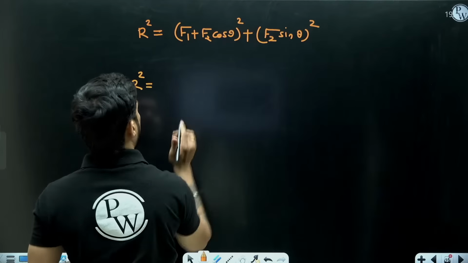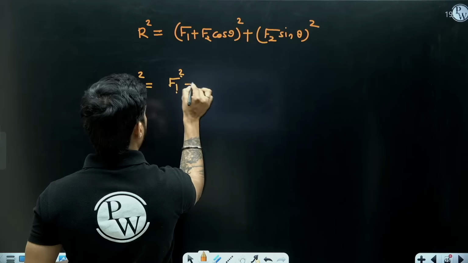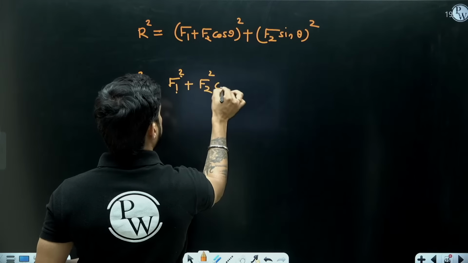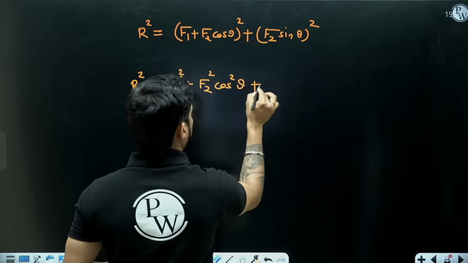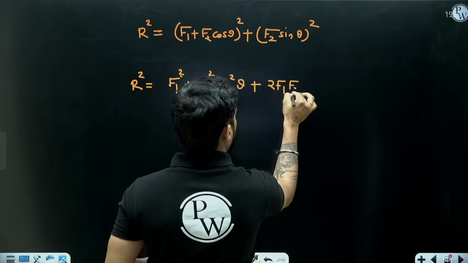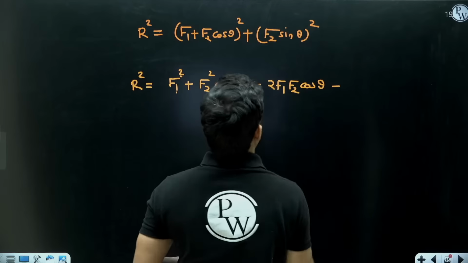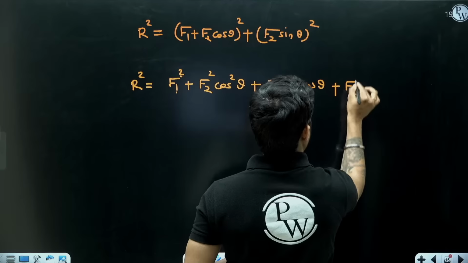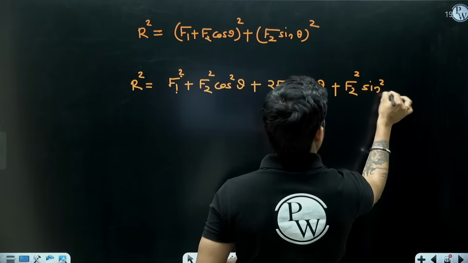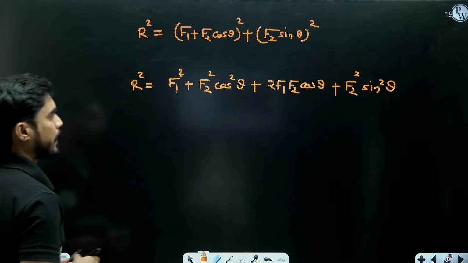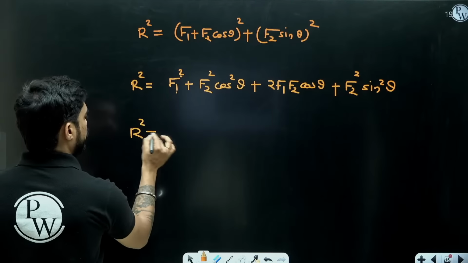Now let me expand this. It is going to become F1 square plus F2 square cos square theta plus 2 F1 F2 cos theta, and this will become plus F2 square sin square theta.